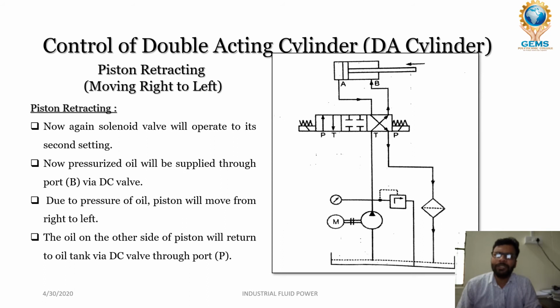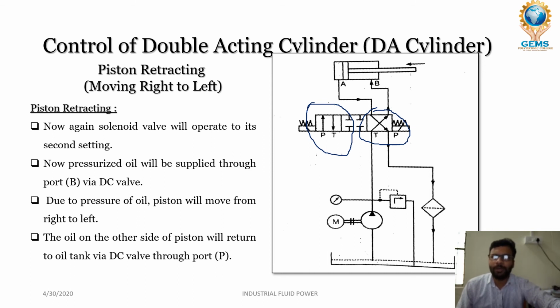Now see the piston retracting, or the return movement, of the double acting cylinder. Now again the solenoid valve operates. When the solenoid valve operates, the piston moves to the second setting. Here this is the first setting and this is the second setting. Okay, first setting is a forward motion, second setting is a reverse motion. So when it is moved, T is connected with B, and P is connected with A.